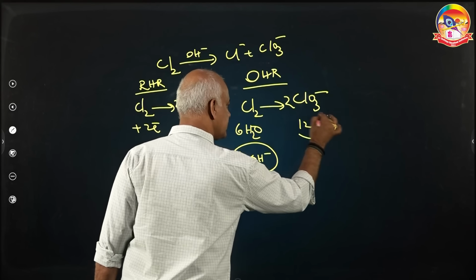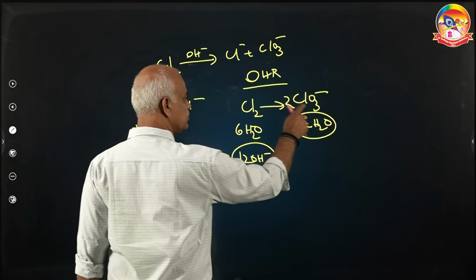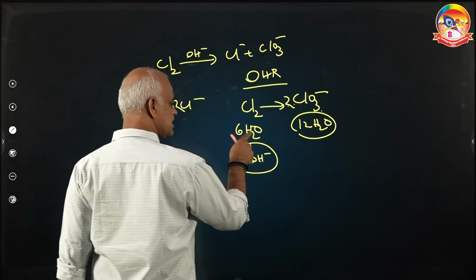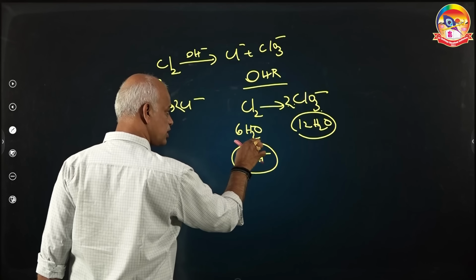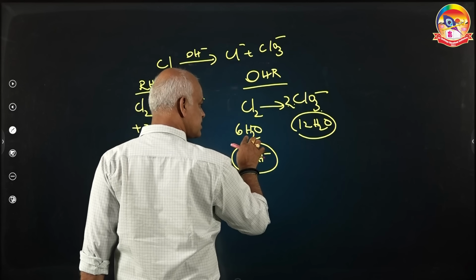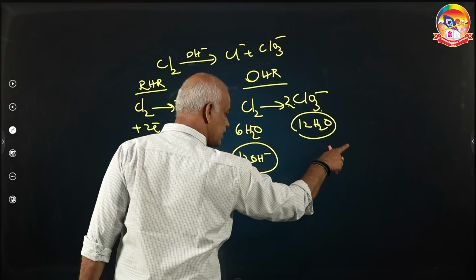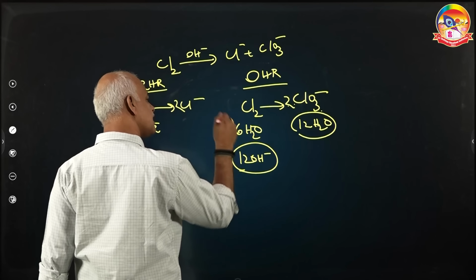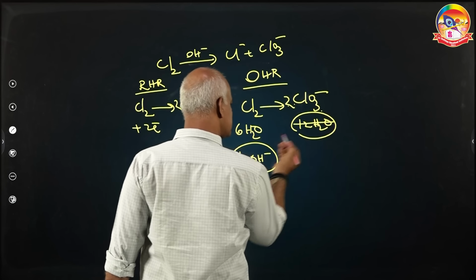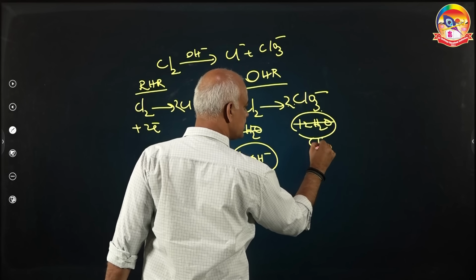Please make it a point. This is the important step. 2, 3 are 6. 6 oxygen, 6 water. Now hydrogen, 6, 2 are 12. 12 hydrogens on the left side. To make it equal, on the side deficient, 12 water molecules, same number of OH minus. Now if you are interested, you can cancel this and put 6H2O.